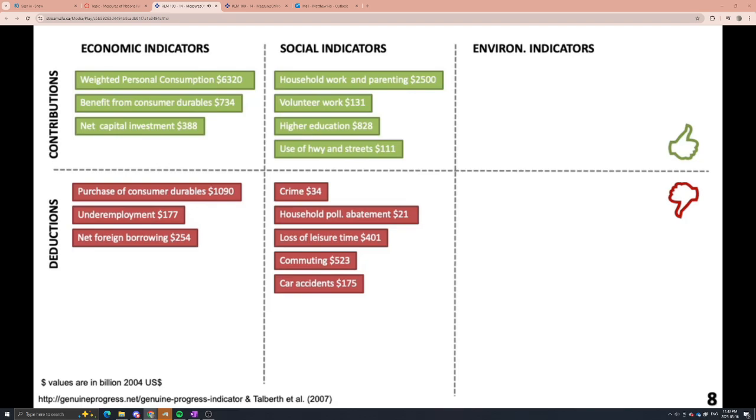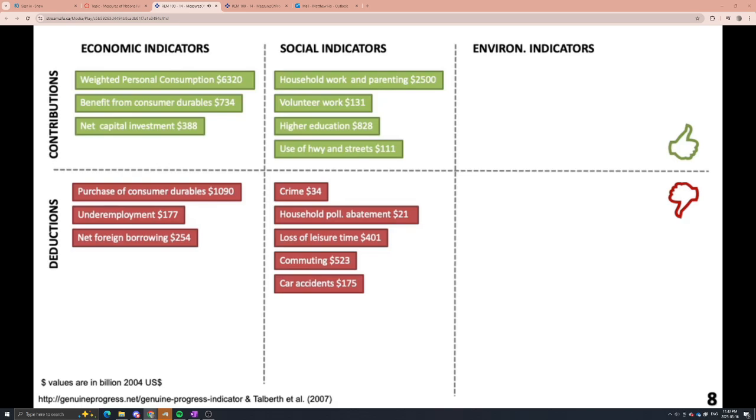Some of these indicators are self-explanatory and don't need additional explanations. Just a quick comment, though, about the loss of leisure time and commuting. If you have to work longer hours and commute further to make the same amount of money, these extra efforts detract from your quality of life and should be accounted for. So these are all the social welfare indicators that the GPI considers.